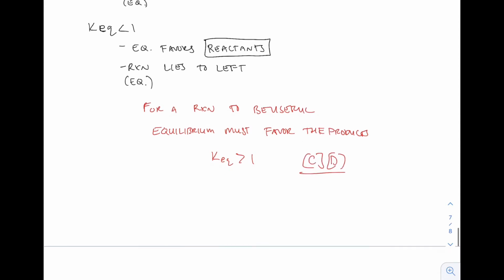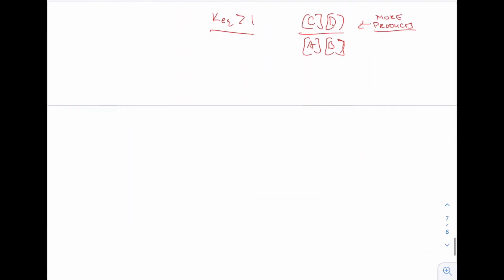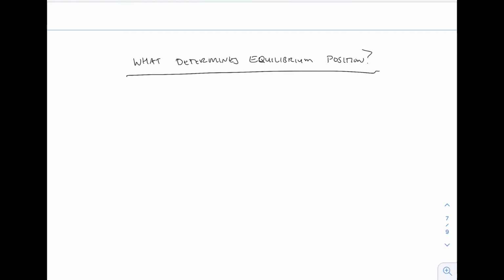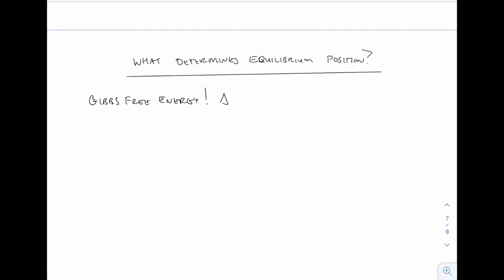And that, again, is because Keq is equal to the concentration of the products over the reactants, so if it's greater than 1, then the concentration of the products is greater than the concentration of the reactants. And so that leads us to the question, what determines the equilibrium position? Like, why is this even a thing? And so that is Gibbs free energy. So hopefully you guys remember this.